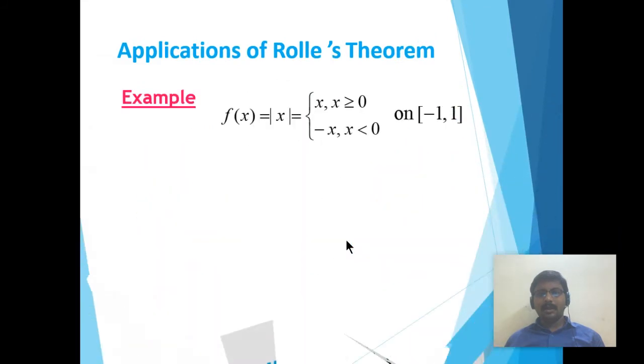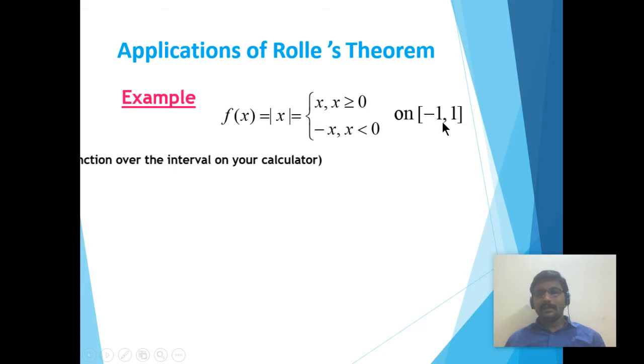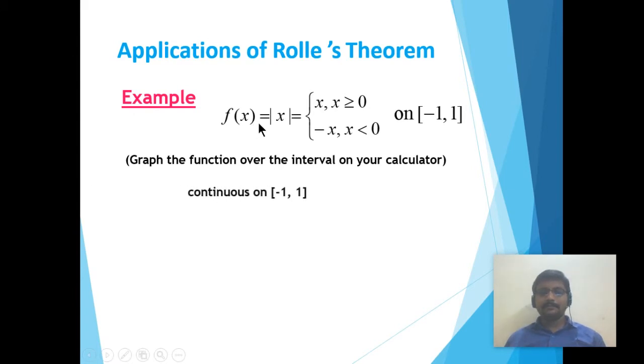Another application of Rolle's theorem: f of x is mod x. Clearly it is the definition of modulus of x on the closed interval minus 1, 1. Clearly f is continuous in the interval minus 1 comma 1. We can draw the diagram also. The graph of the function over the interval can be plotted on your calculator. We can clearly see the graph of this curve, that is the f of x curve, the modulus function.